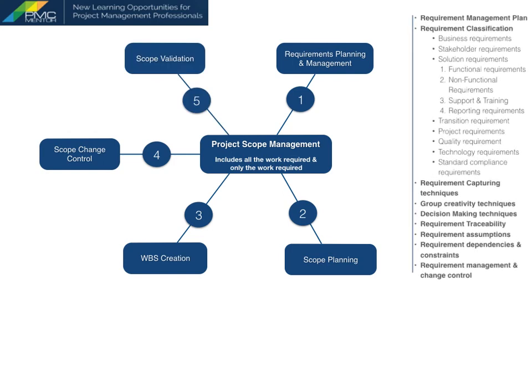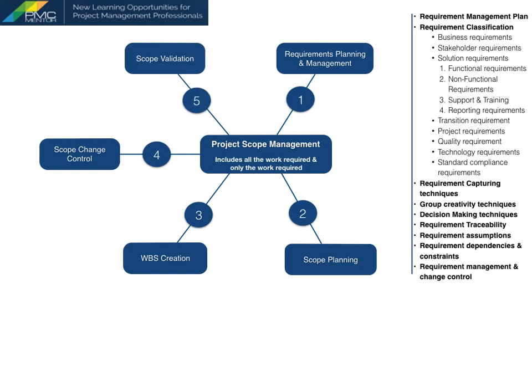First key concept is requirement planning and management. During planning stage, a requirement management plan should be created describing how project and product requirements will be analyzed, documented, prioritized, tracked and monitored. In addition, detailed requirements will be captured that usually fall under categories such as business requirements, stakeholders requirements, functional and non-functional requirements as well as technology and compliance-related requirements.